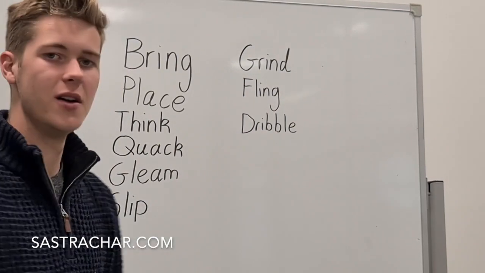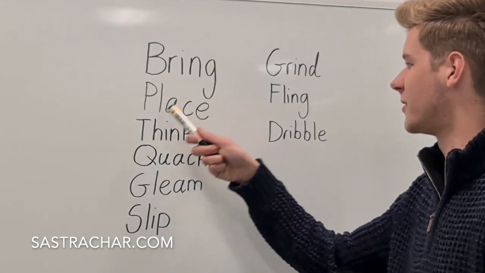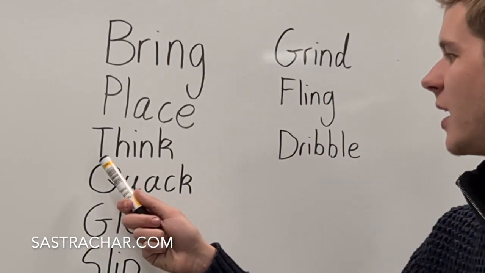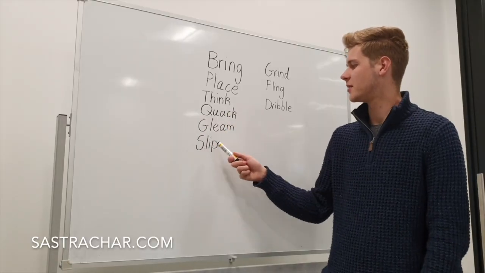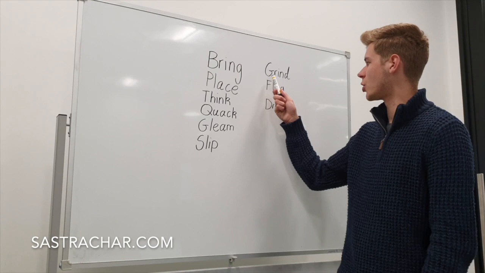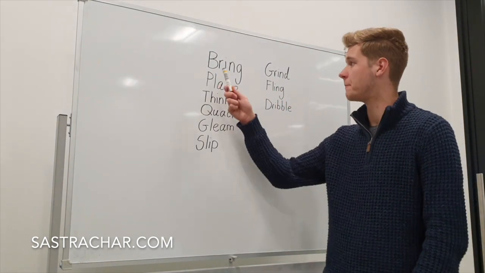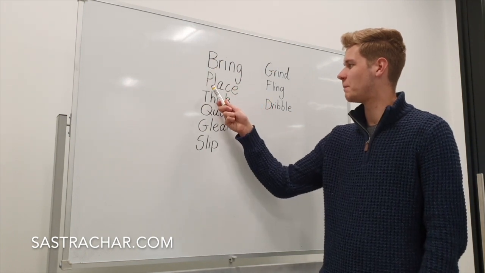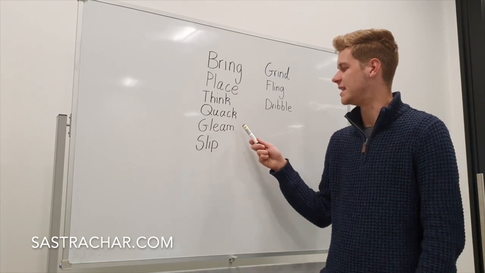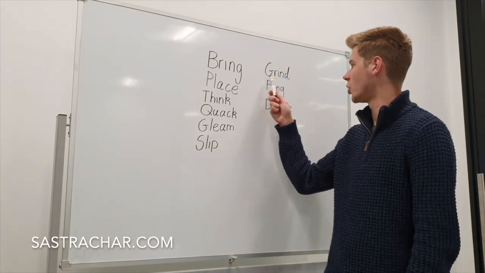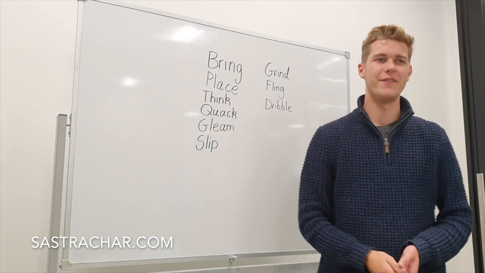Dribble. Alright, let's say each of these words again together. Bring. Place. Think. Quack. Gleam. Slip. Grind. Fling. Dribble. One more time. Bring, place, think, quack, gleam, slip, grind, fling, dribble. Very good.